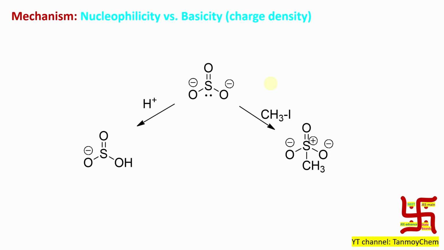Now, two things are given, one case is H plus, another case is methyl iodide. If I say H plus, since H plus is an acid, we need a base to react with it. Who is acting as a base? Now here there are two options. You can say, sir, oxygen also has a lone pair, but you haven't mentioned it. Yes, I agree, this oxygen also has a lone pair.